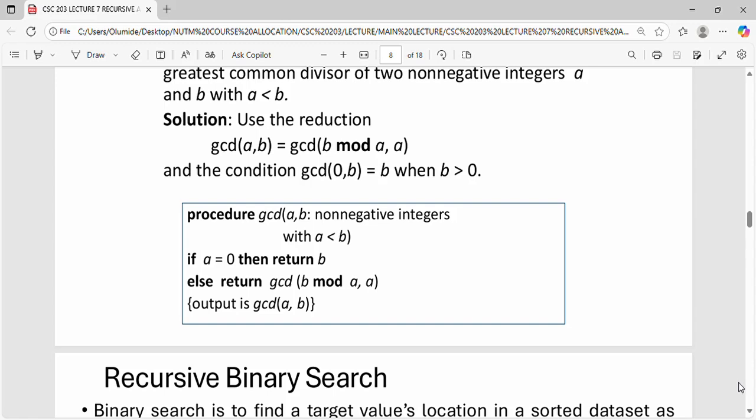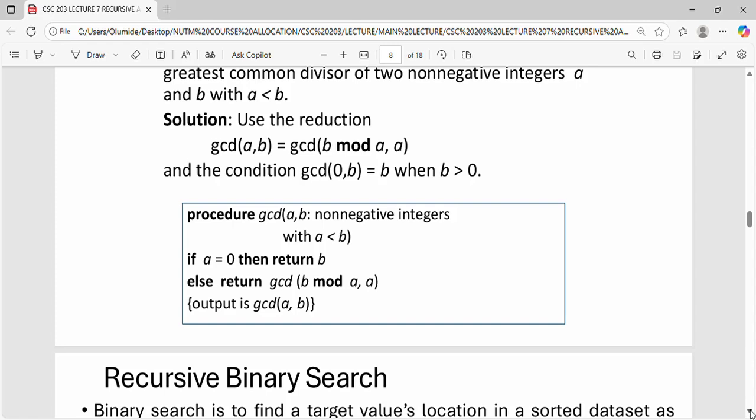Now the procedure, let's look at the programming procedure. GCD(a, b), where a and b are non-negative integers with a less than b. If a equals 0, then return b. Else return GCD(b modulo a, a). At the end of the day, the output will give you the GCD of a and b. Now, we know that if a is equal to 0, we return b, and that's just like the earlier explanation.